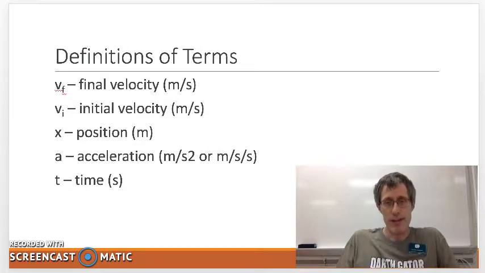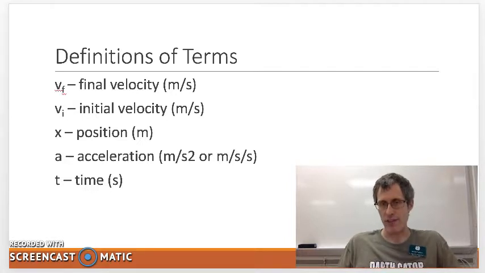All right, I'm going to hit you with four equations of motion today. So before I do that, I want to talk about what all the symbols in the equations mean. VF means final velocity. The V stands for velocity, and the F is for final. That's the velocity at the end of the motion. VI is initial velocity. The V is for velocity. The I stands for initial. X is position, same as it was in our velocity equation. A is acceleration, and T is time.